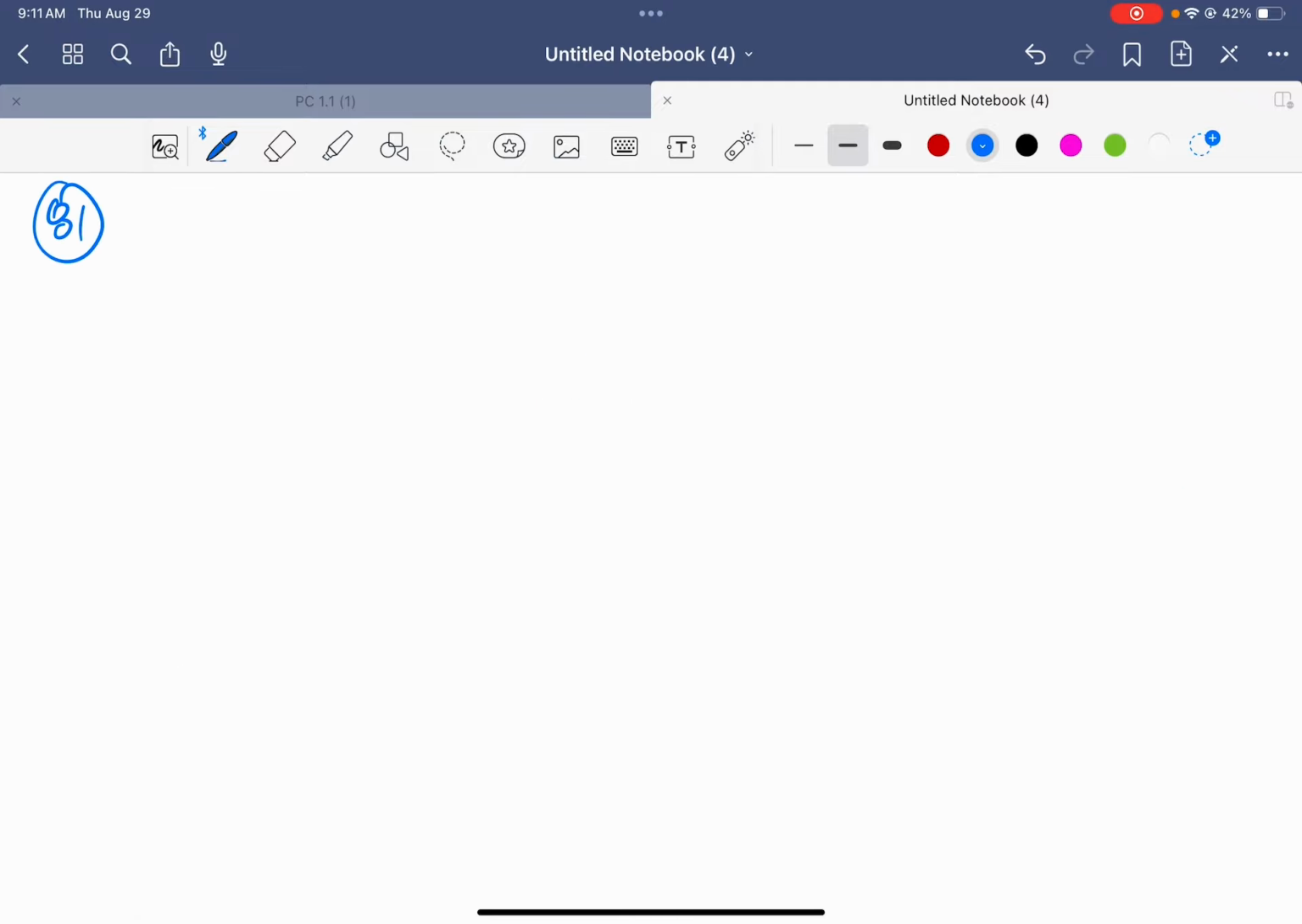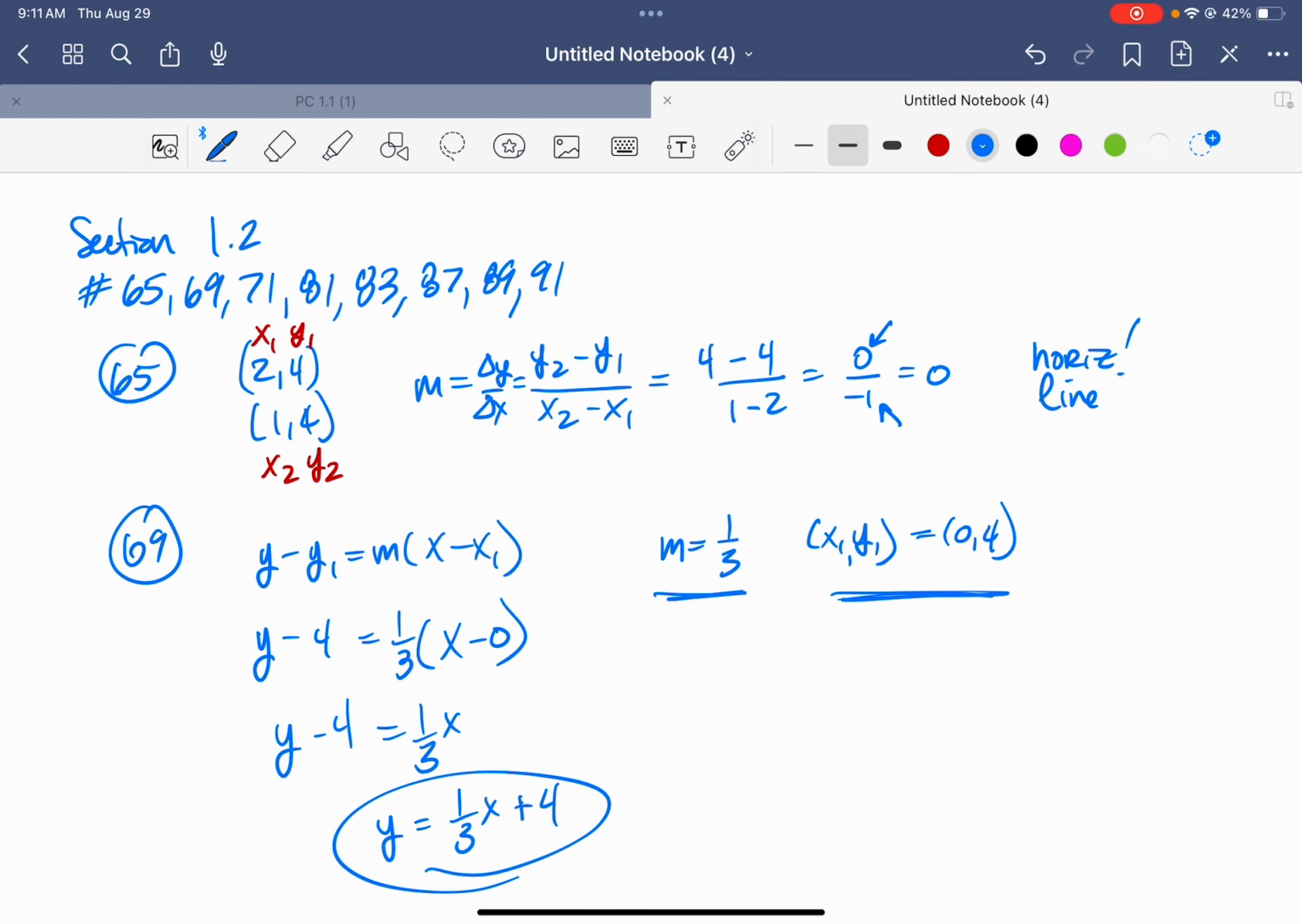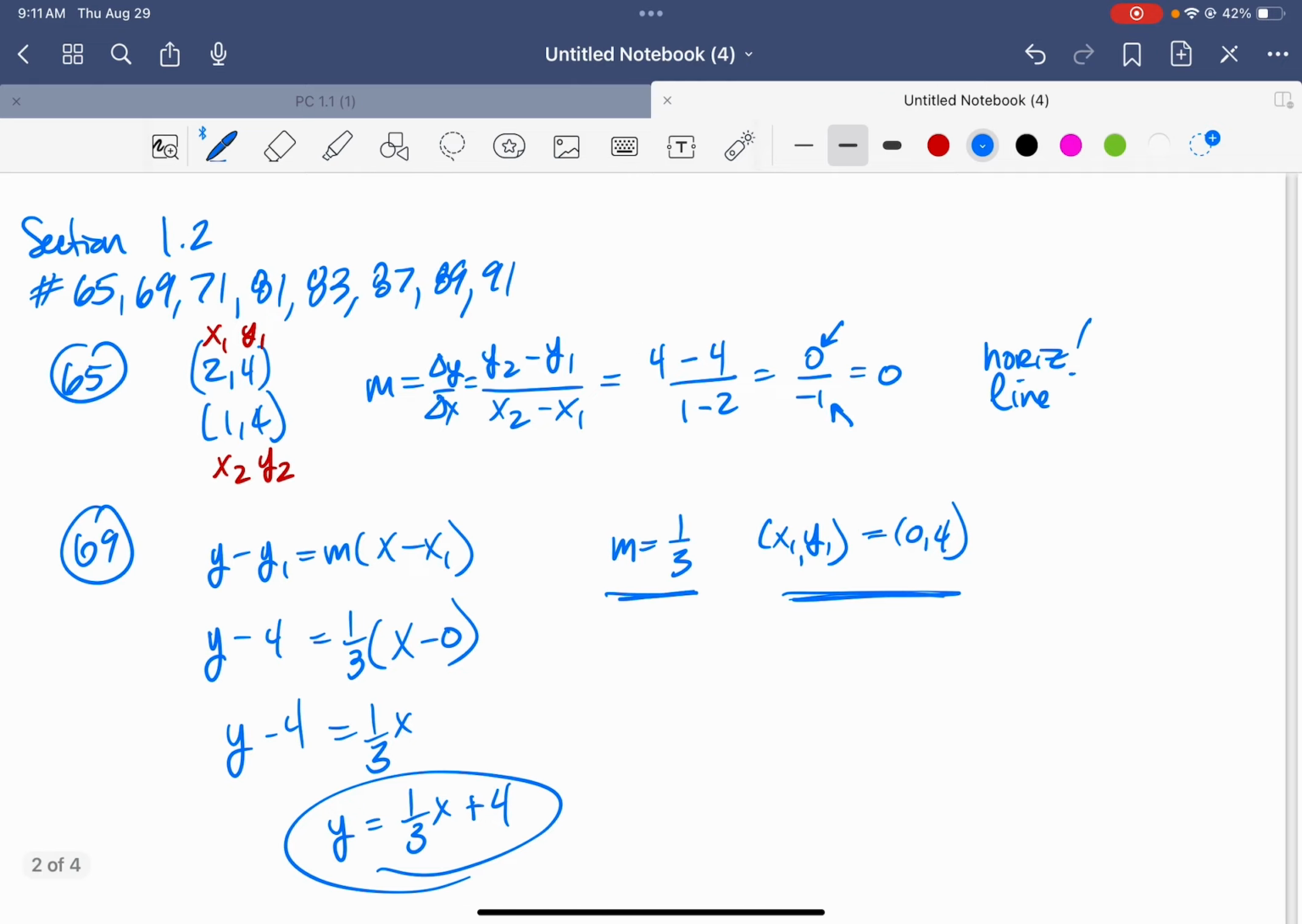Remember, after each one of these, I'm going back and checking my answers in the back of the book. So let me model that for you. When I go to 65, I'm just going to double check my answer because that's something we need to do together. 0 horizontal, good, that's correct. And then 69 should be 1/3 x plus 4, which is what we got.